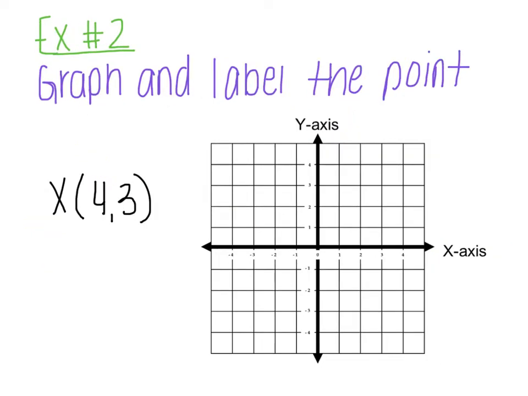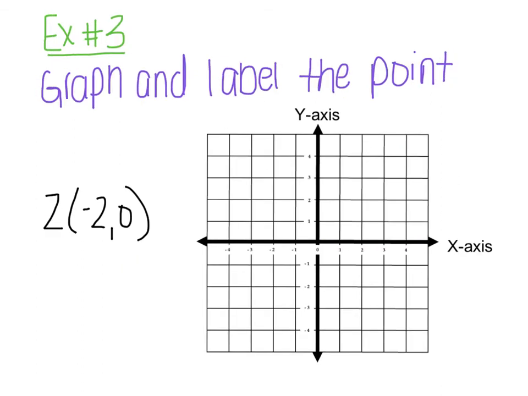Example number 2, we're going to be graphing point X. So I go over to 4 and up to 3. So over to 4, up to 3, and I make my point and I label it X. You shouldn't draw the lines like that. I was just doing it to demonstrate. You just need to draw the point.